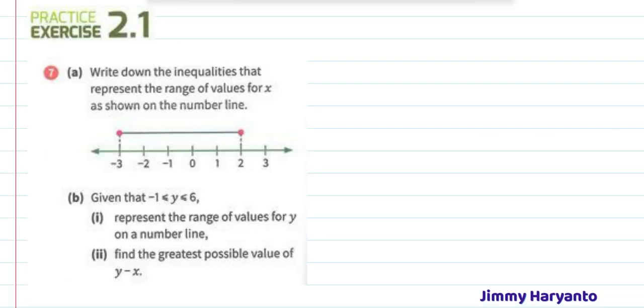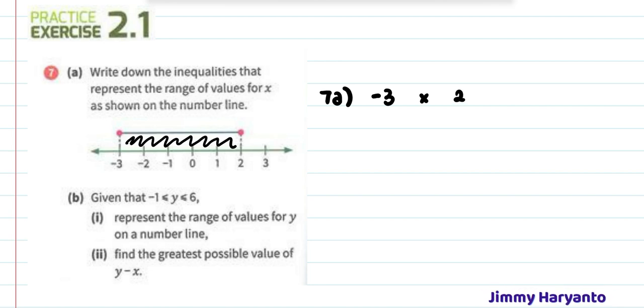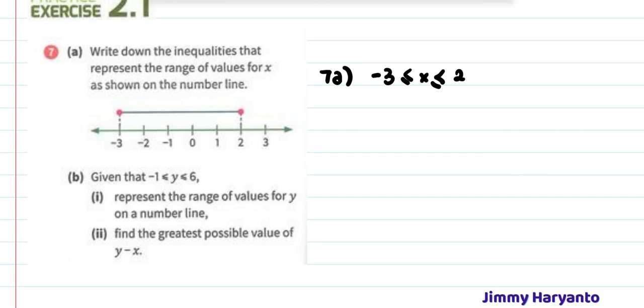And then the next one is question 7. Write down the inequalities that represent the range of the values of x. Okay, so 7a, we have a number line starting from -3 until 2. That means -3, x, and 2. The x is in the middle of -3 and 2, and then the sign has to be less than. We can see that the dot is colored, that means we will have an equal sign right there. Okay, that is for the A.